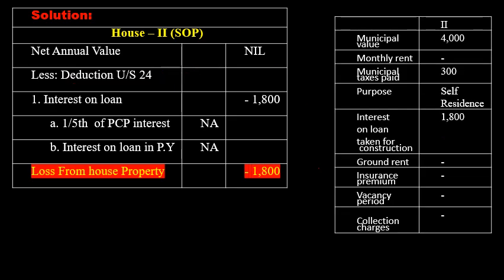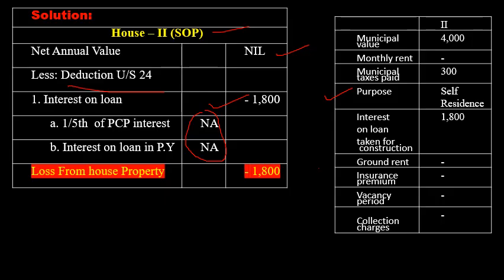Now we will solve the income of the second house property. The second house is again a self-occupied property. The purpose is self-residence. So again net annual value is nil, and the deduction under section 24, interest on loan, is given directly as 1800. PCP interest and interest on loan in previous year are not applicable, because this is applicable whenever the loan amount is given, or whenever the loan is borrowed for the construction or purchase of the house property. If it is given, then only it is applicable, otherwise it is not applicable.